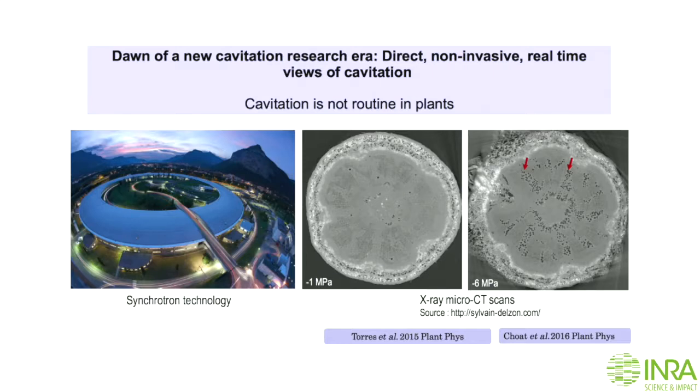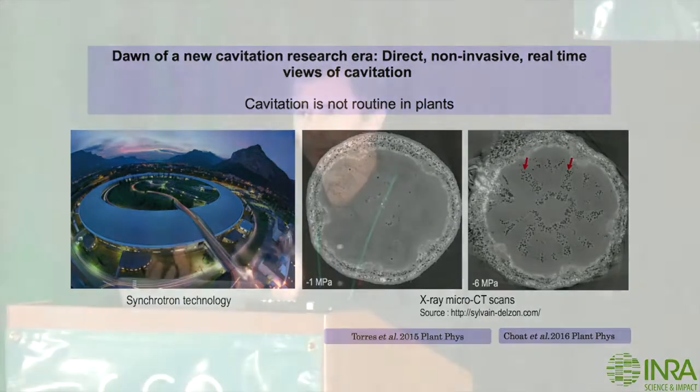So synchrotron is a very expensive measurement tool, but it's unique because it tells us non-destructively, in real time, under the whole plant, without doing any section, how water is actually distributed within the plant tissue. So what you see here is two stem sections of oak, and you look at it through X-ray.